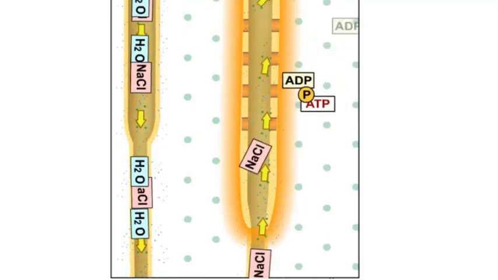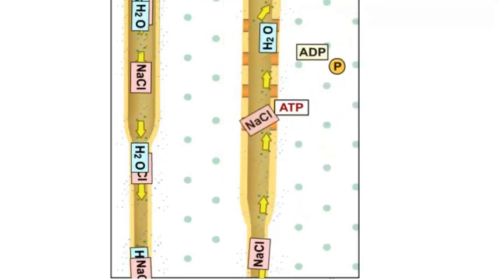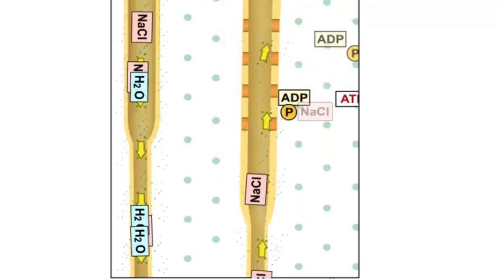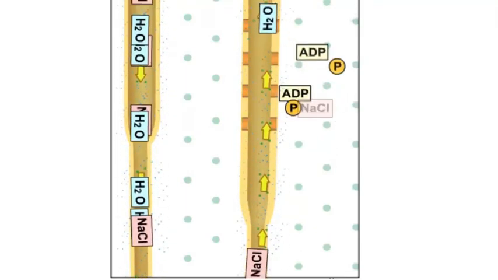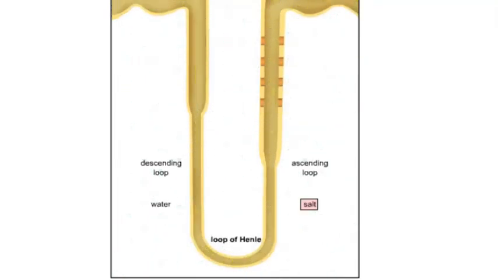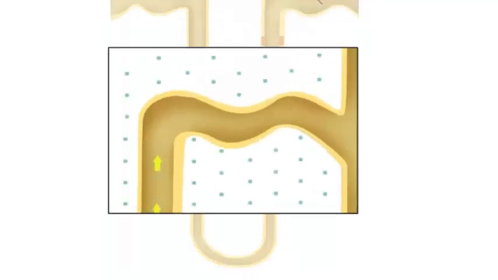As the filtrate makes its way up the thick ascending portion of the loop of Henle, the tubule remains impermeable to water. Much of the salt in the filtrate has already diffused out, so additional salt continues to leave the filtrate only by active transport from the cell wall of the loop.